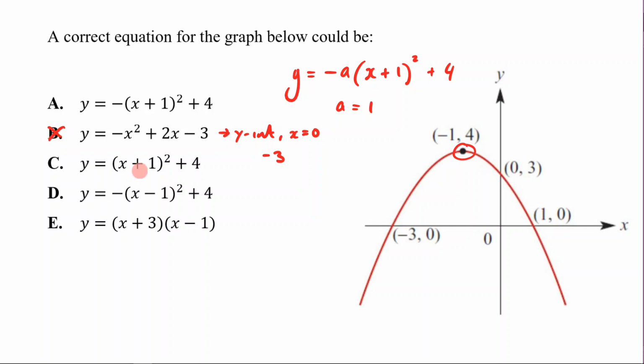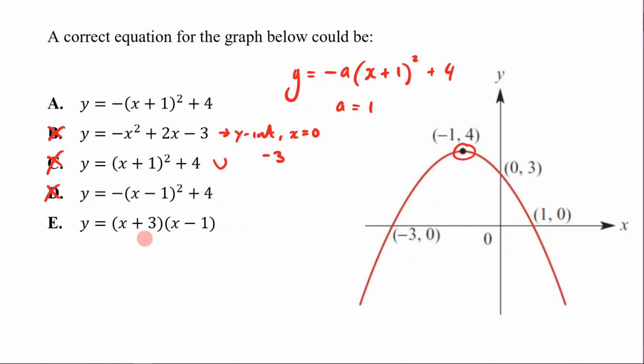If we look over here, this one looks good, except for the fact that we don't have a negative in front of it. And if we don't have a negative in front of it, it means it's up. And ours is down, so this is bad. This one over here, the reason why this one is no good is because I have x minus 1, and that means I'm shifting it to the right. But as you can see, ours is shifted to the left, so that's no good.